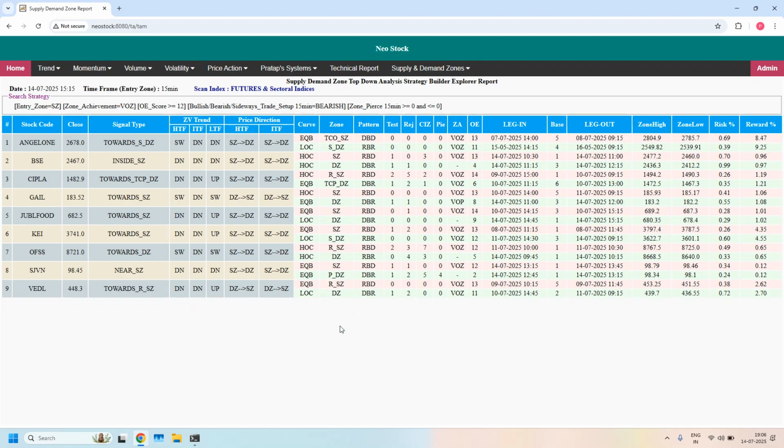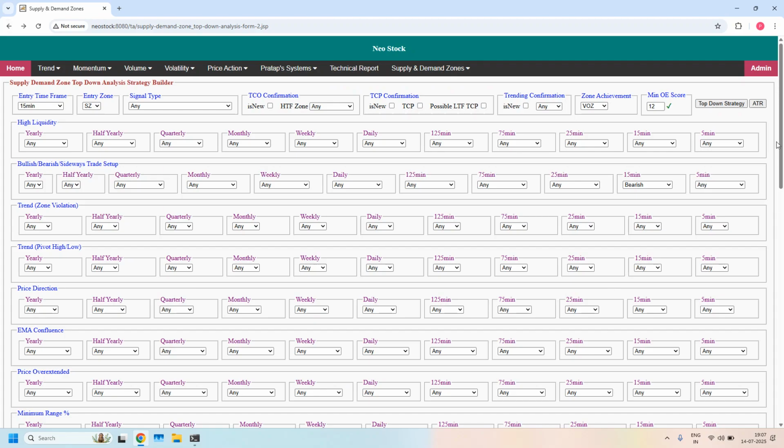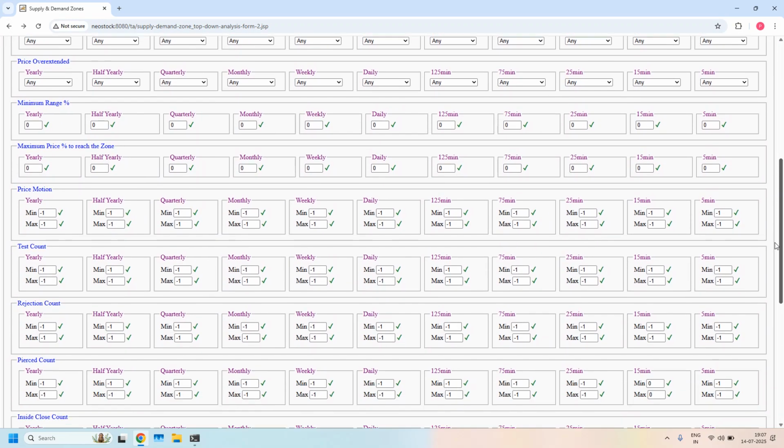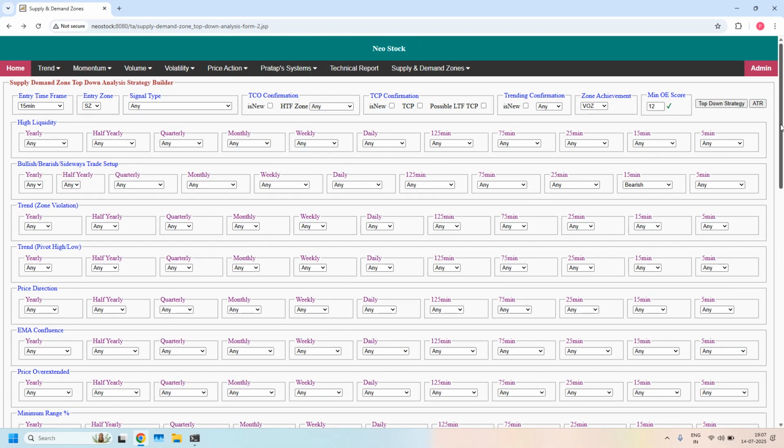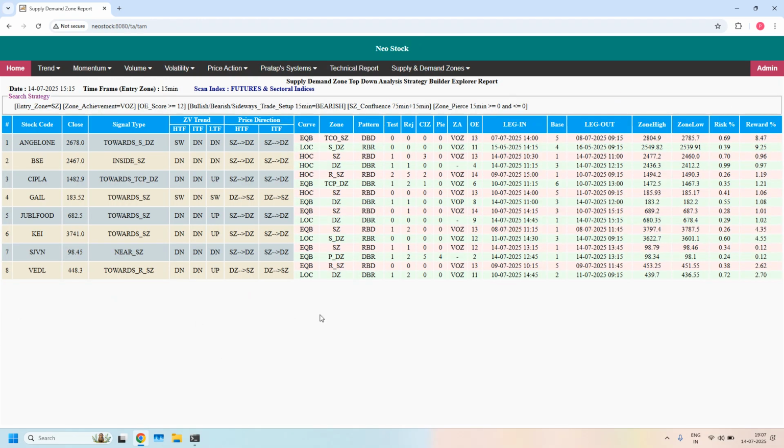Out of these 9 15 minute supply zones, let us find high probability trade setup supported zones. First supply zone confluence. I am enabling the filter 15 minute supply zone with 75 minute supply zone. We got 8 stocks. In all 8 stocks, 15 minute supply zones are overlapped with 75 minute supply zone, and 75 minutes trend is down.